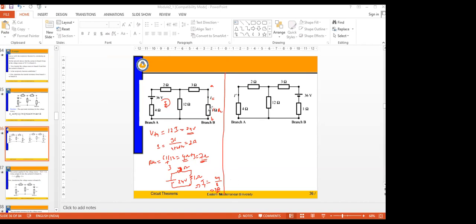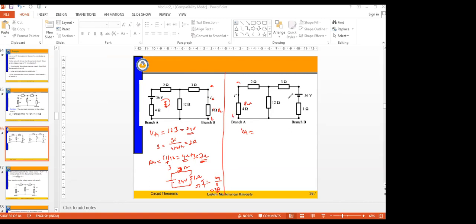Now what has to be done? We found the value of current here, right? Similarly, we find the current here as well. We'll apply the same principle here. So what is the value of VTH going to be here? This will be RL now, it will be 4 ohms. Now these will be terminals A and B.